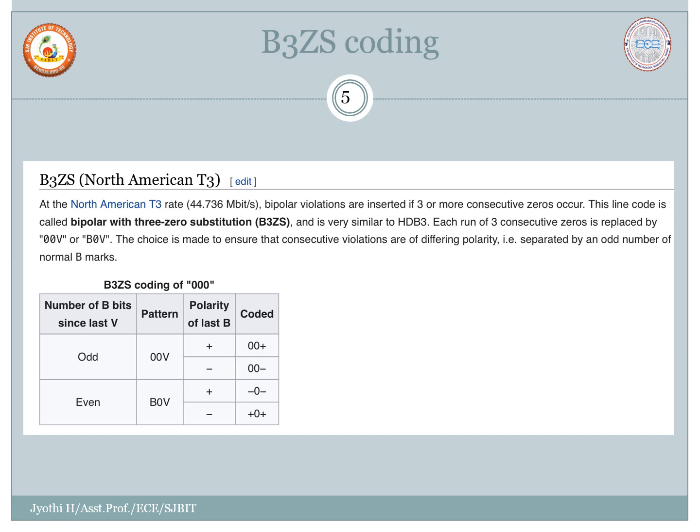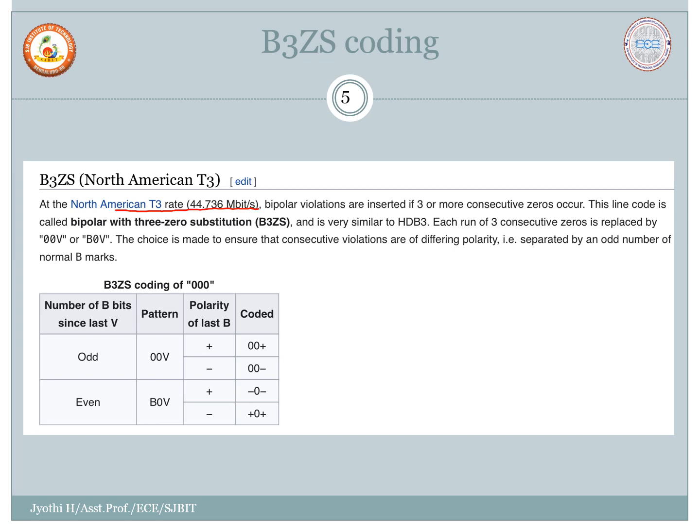Now it is the B3ZS. As I mentioned, the HDB3 bipolar line coding technique is used for the E carrier telephone signal, whereas the B3ZS coding is used for T carrier telephone channels. For that reason, this is used in North America, where it can be a T3 rate, transmitting 44.736 megabits per second. The bipolar violations are inserted if 3 or more consecutive zeros occur. So this line code is called bipolar with 3-zero substitution, and it is very similar to HDB3.